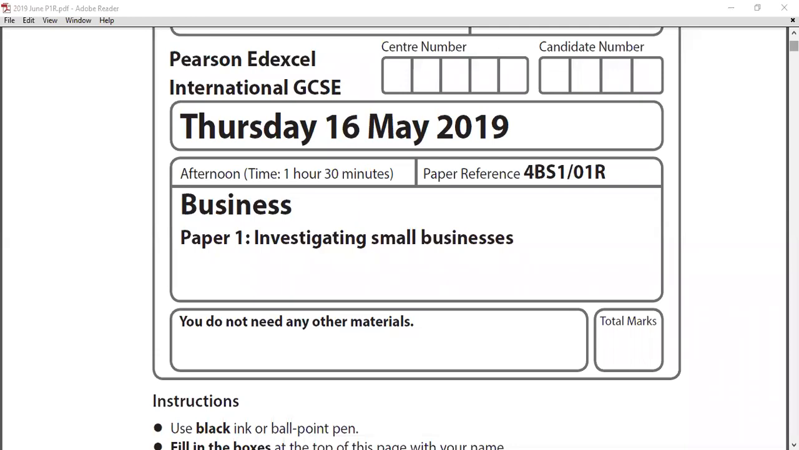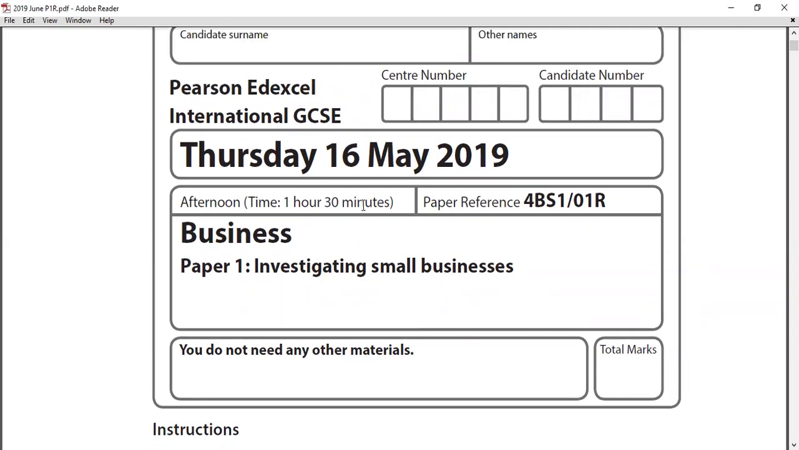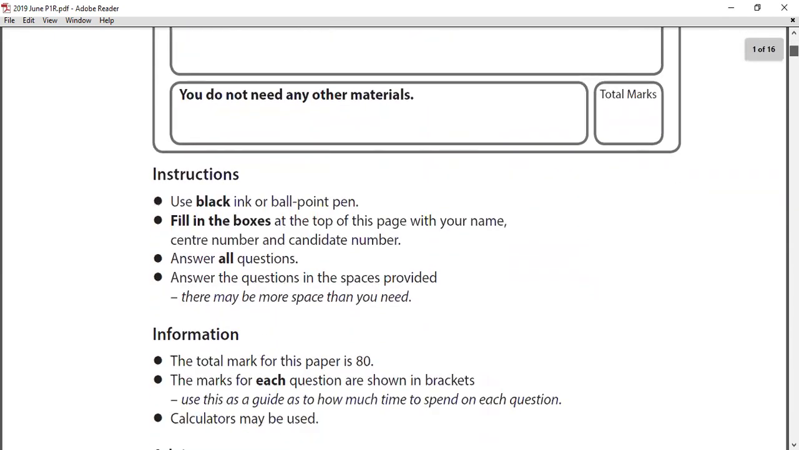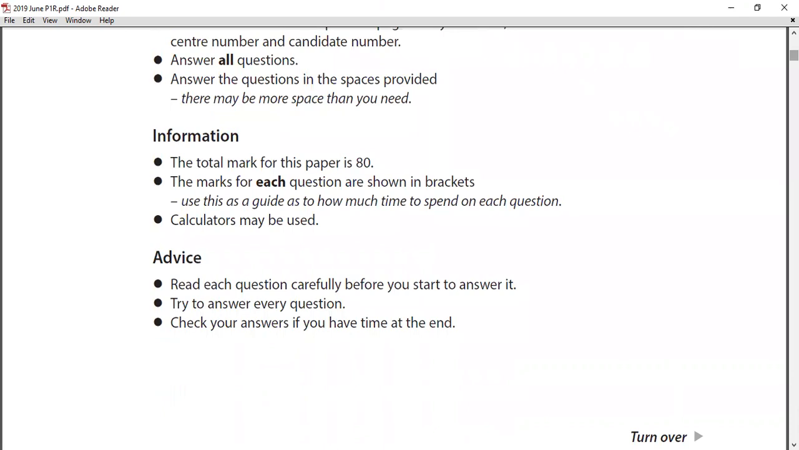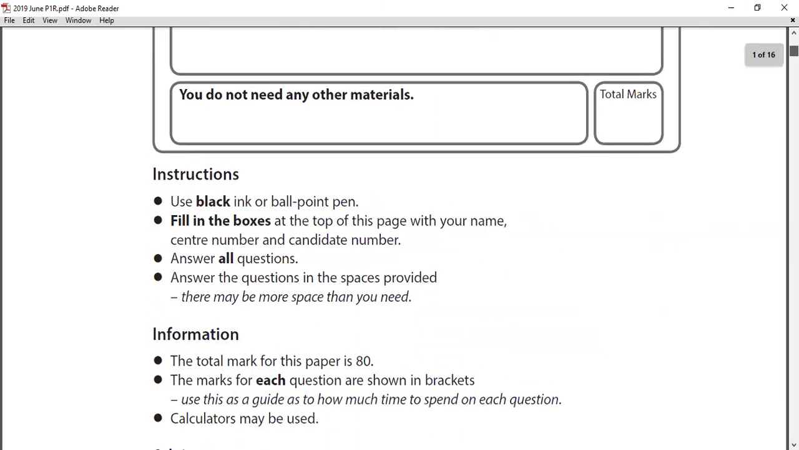Hi everyone. Today I'm going to discuss this 2019 June paper, the pre-journal paper. It's the 2019 June investigative small business paper, reference code 4BS101R. It's a regional paper, a small business paper, with the same structure and same guidelines. The paper is out of 80 and you have 1.5 hours.